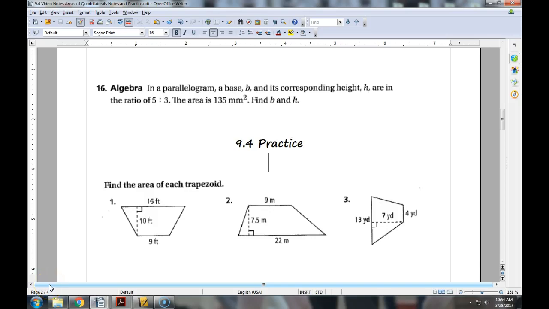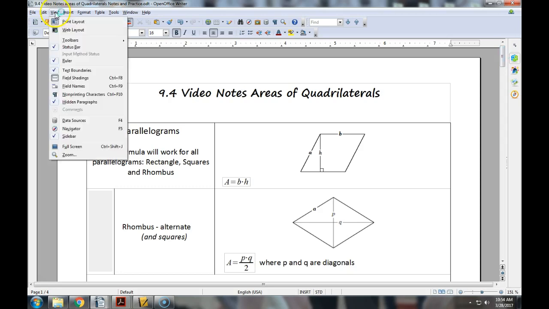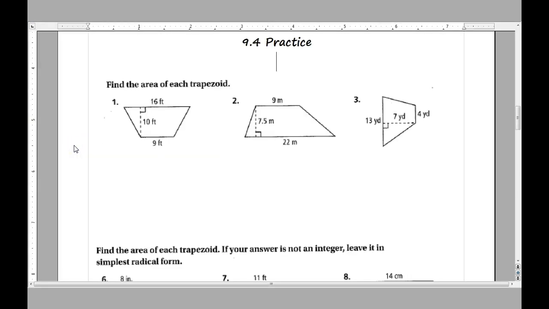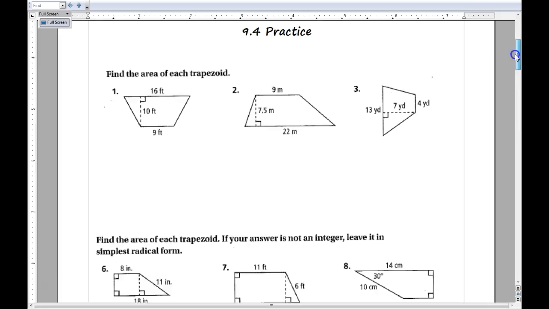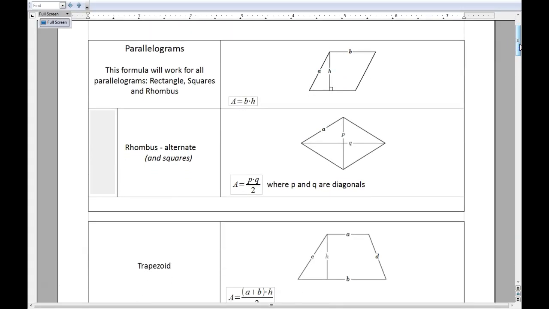Alright, 9.4 video notes. Today we're talking about the area of quadrilaterals. So we spent the last section or two talking about properties of parallelograms and rectangles and squares and rhombuses and trapezoids and kites and everybody else. So now we've got to figure out how to find the area of each of those shapes. I'm going to give you some definitions, but I'm also going to try to show you where they come from, so you might be able to derive them even if you can't memorize them.